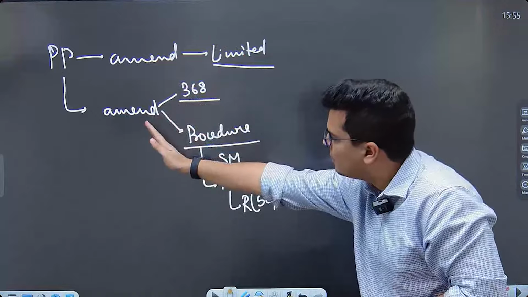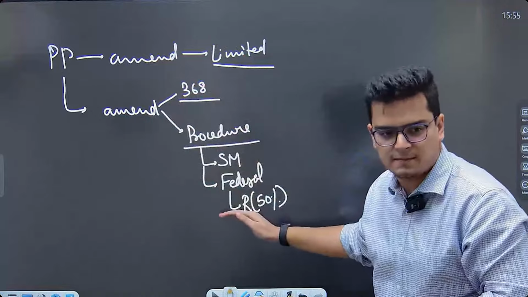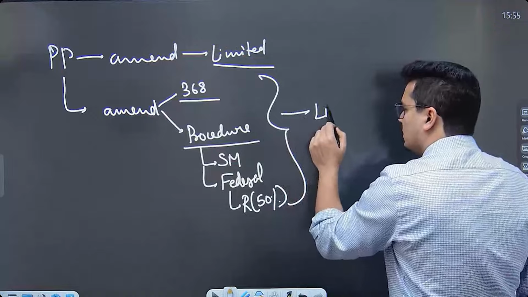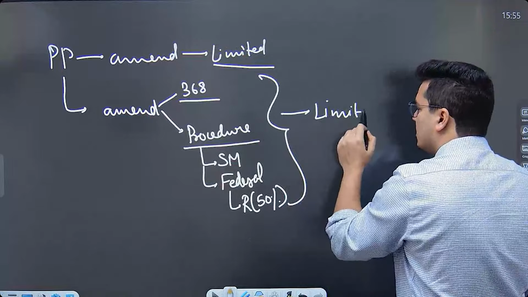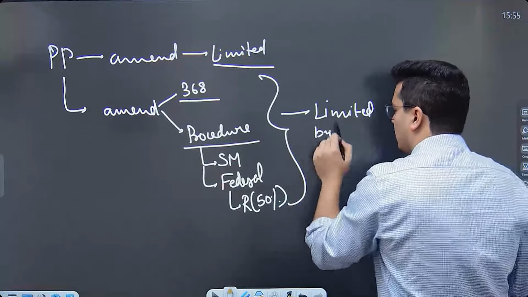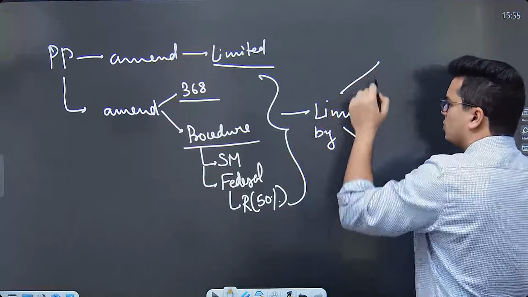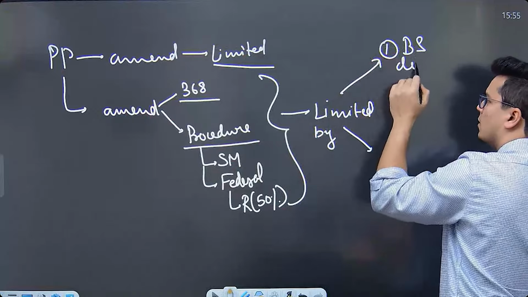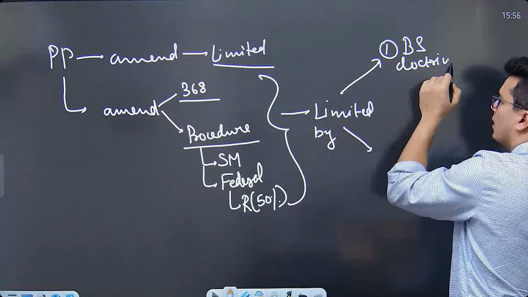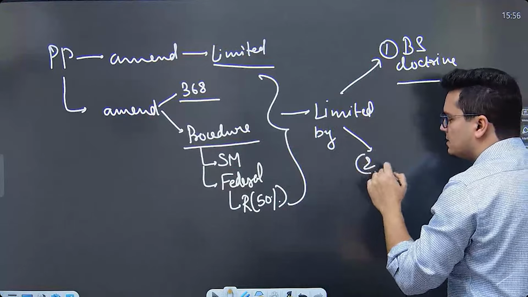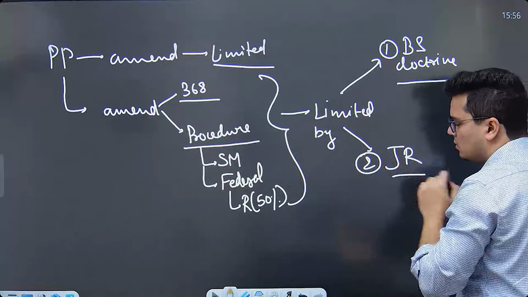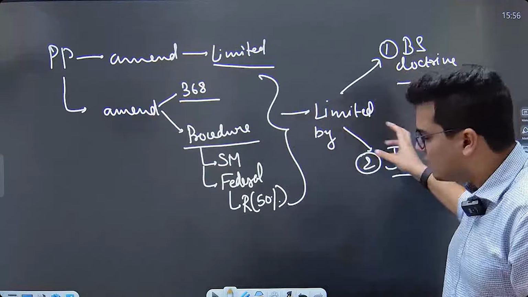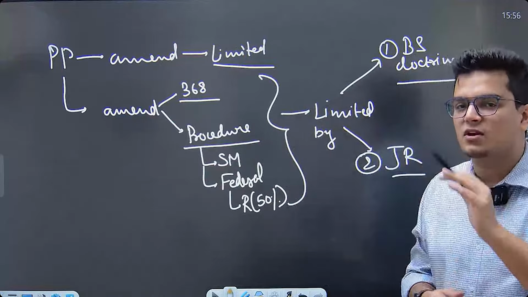So parliamentary power to amend the Constitution is this, and you can make this diagram in this question also. It is limited by what? Limited by 2 things. So it is limited by 1, the basic structure doctrine, and the second thing it is limited by is judicial review. Just giving the doctrine is not enough. The judicial review is there to invalidate any particular amendment.